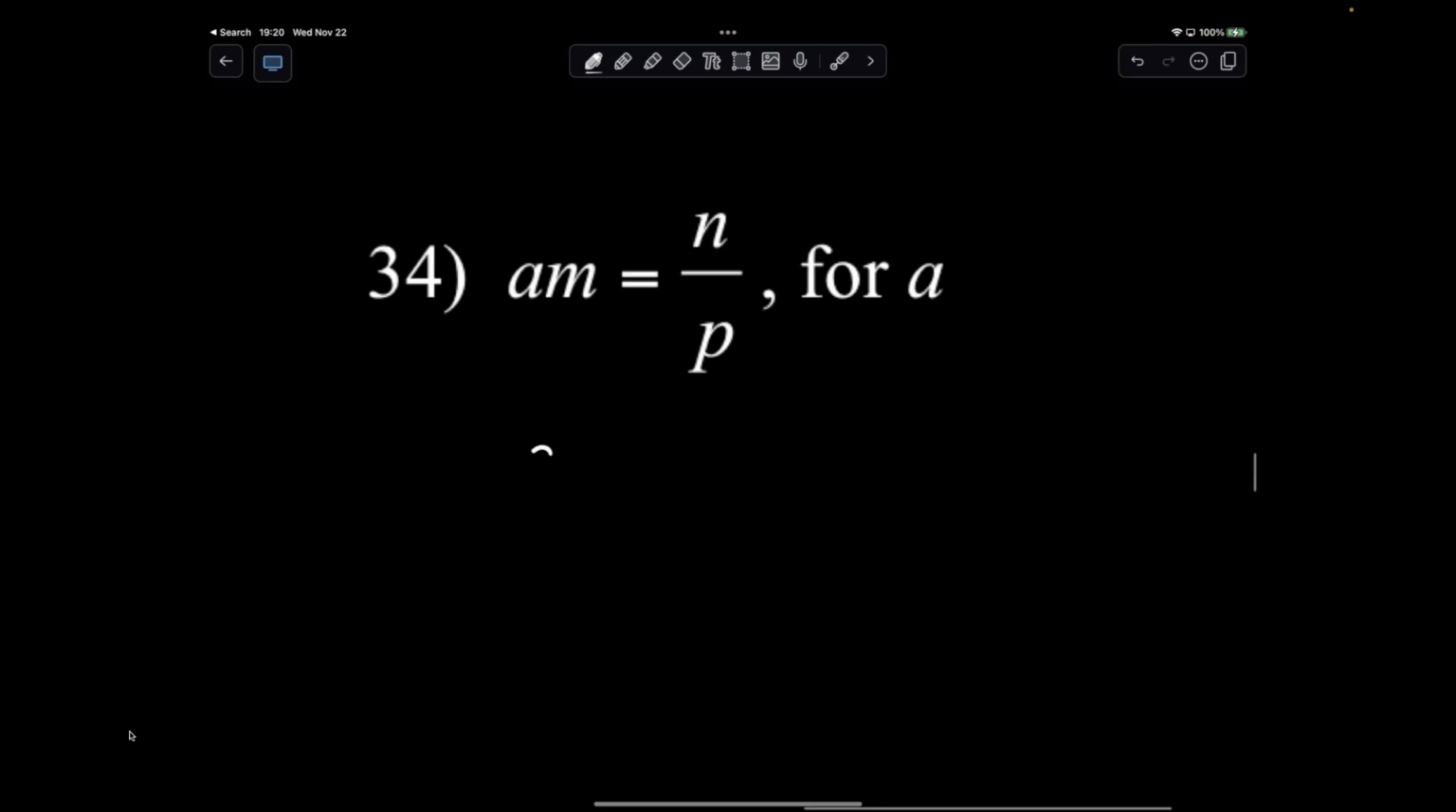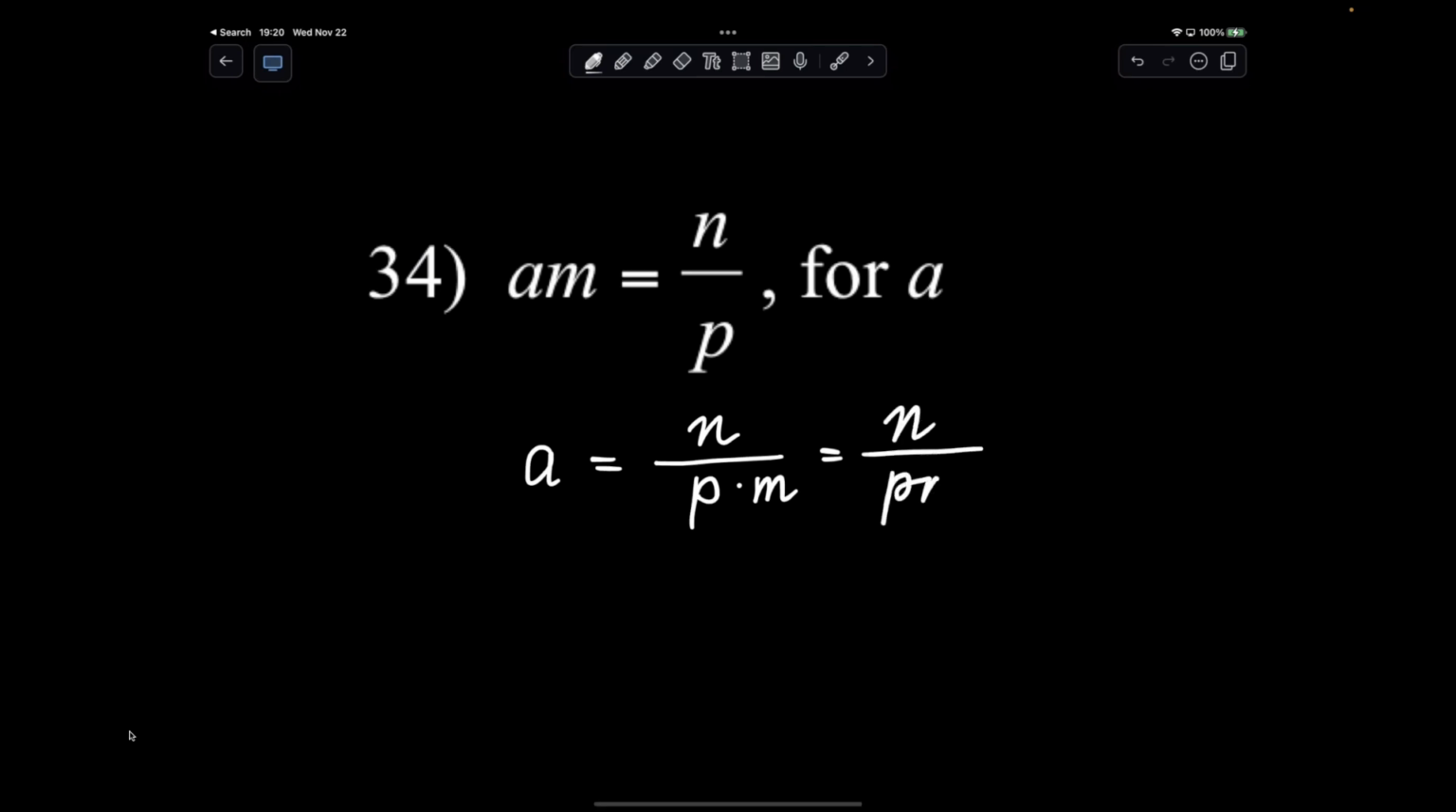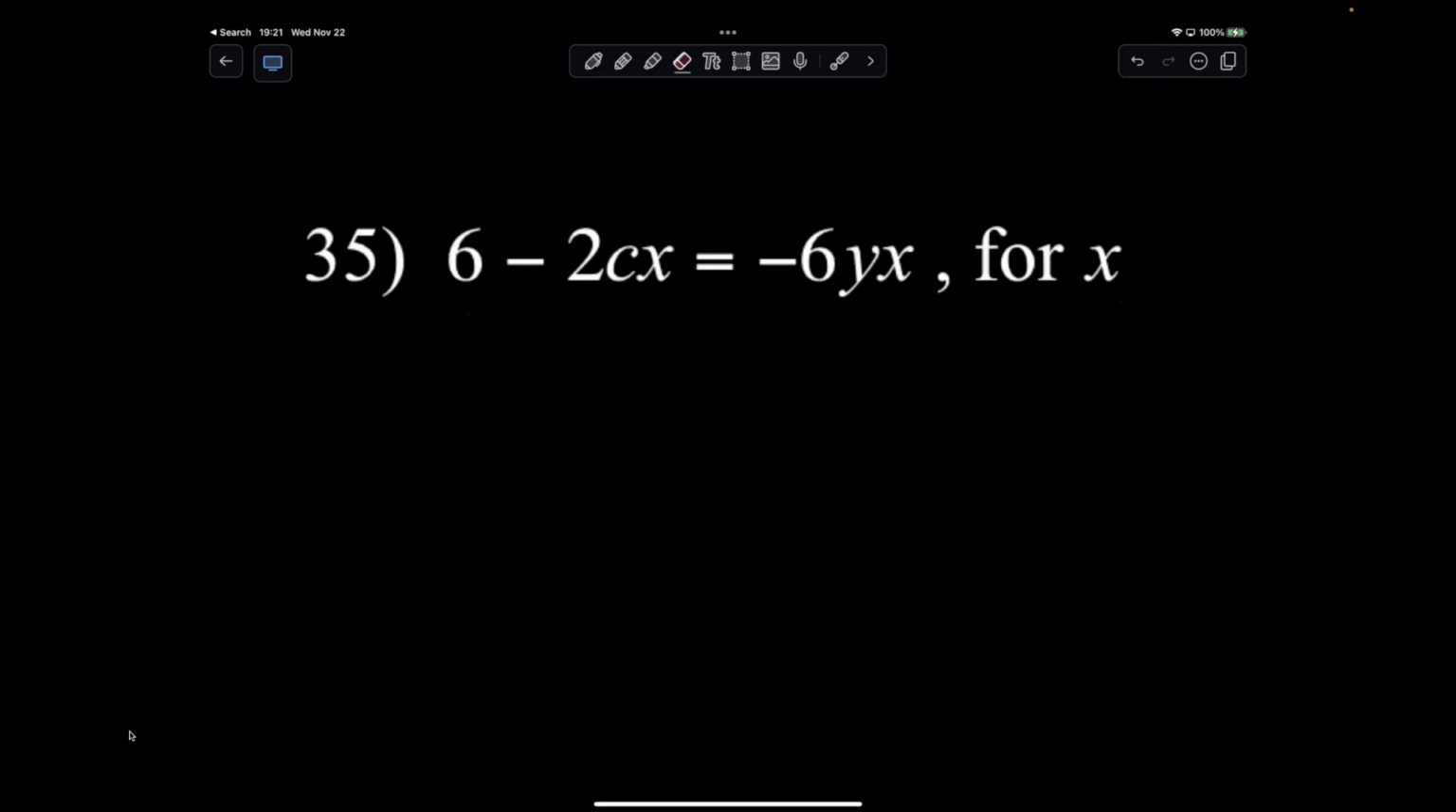So a is going to be, we have n over p and we have to divide by m on top of that, so it's going to be n over pm. Sounds like a clock. Now look, I have 6, 2, and 6. All of those are what we call even numbers, therefore I can divide by 2.